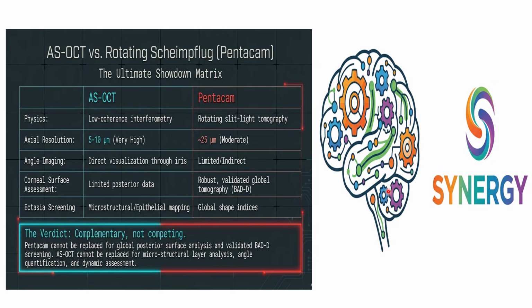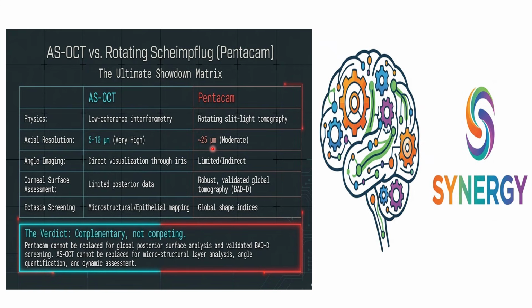Now, the gold standard techniques for screening of the cornea and the anterior segment are the anterior segment OCT and the Pentacam. And the future prospect is that both of them are complementary to each other. For example, you can see that the resolution of the anterior segment OCT is very high as compared to the Pentacam, reaching 5 to 10 microns. However, in the Pentacam it is around 25 microns.